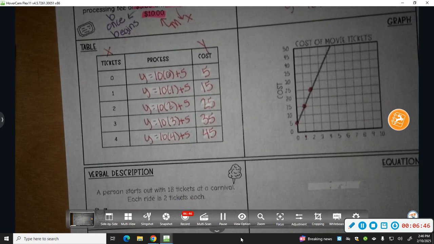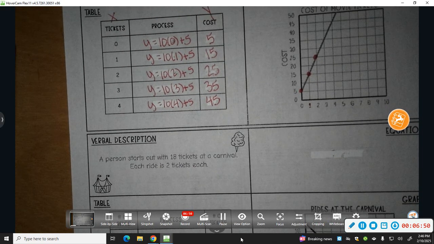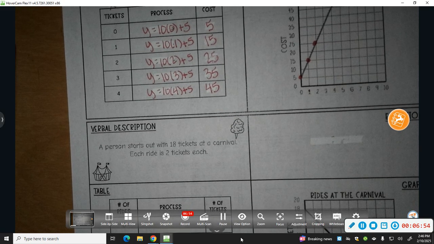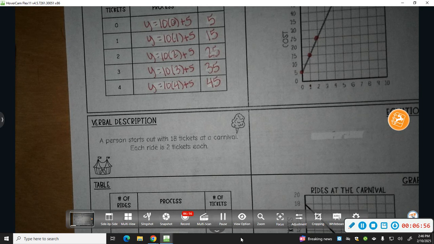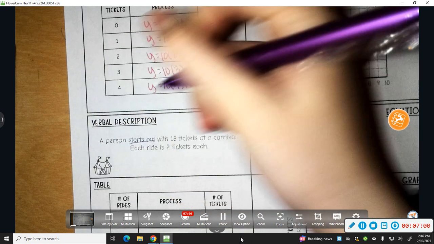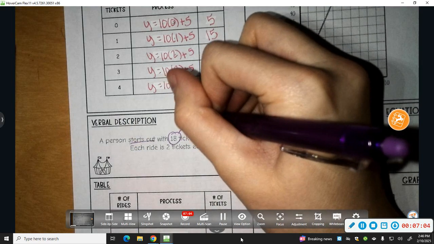Looking at the next problem, my verbal description says a person starts out with 18 tickets at a carnival. Each ride is 2 tickets each. Okay? So what this is telling me is that I'm starting out, or I'm beginning with 18 tickets. So I know that 18 is my B. It's where I begin.